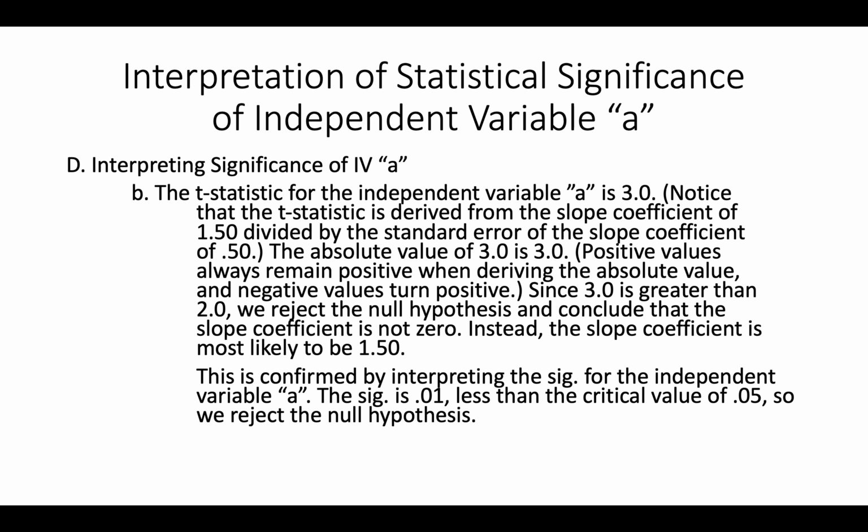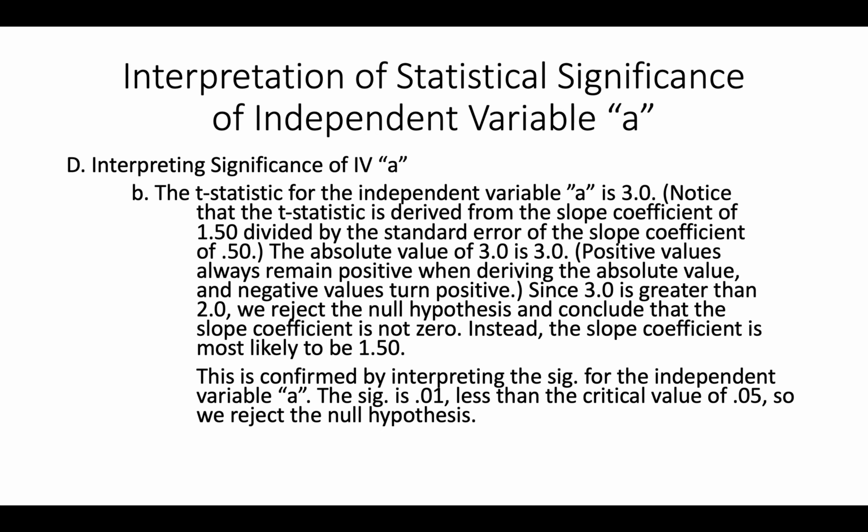We will now make a correct interpretation of the statistical significance of the independent variable A. The t-statistic for A is 3.0. Let's recall that the t-statistic is derived from dividing the slope coefficient by its standard error. We want to know the absolute value of the t-statistic so that we can apply our rule of 2. Since positive numbers always remain positive in absolute terms, we simply interpret our t-statistic as 3.0. Since 3.0 is greater than 2.0, we reject the null hypothesis and accept the alternative hypothesis, concluding that the slope coefficient is not 0. Instead, the slope coefficient is most likely to be 1.5.